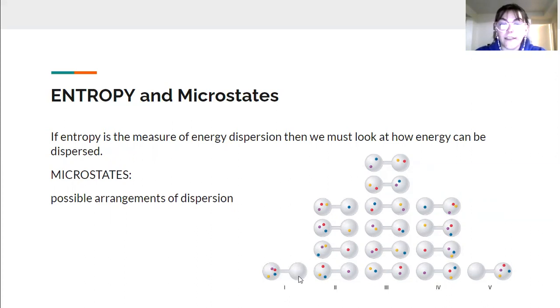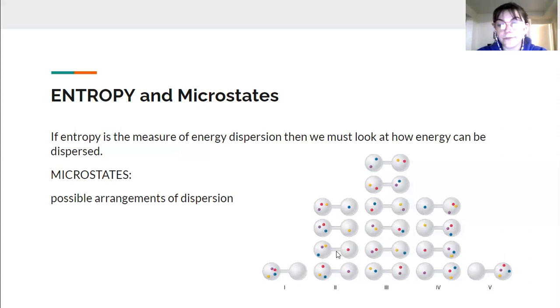We also see that there is only one way to get this specific energy dispersion, or microstate. Going on to the second column, or microstate, we see that we have 3 particles in our left sphere and 1 particle in our right sphere. This means that we have more energy on the left and less energy on the right. We also see that we have 4 possible ways to get this specific arrangement of energy dispersion, or this specific microstate.